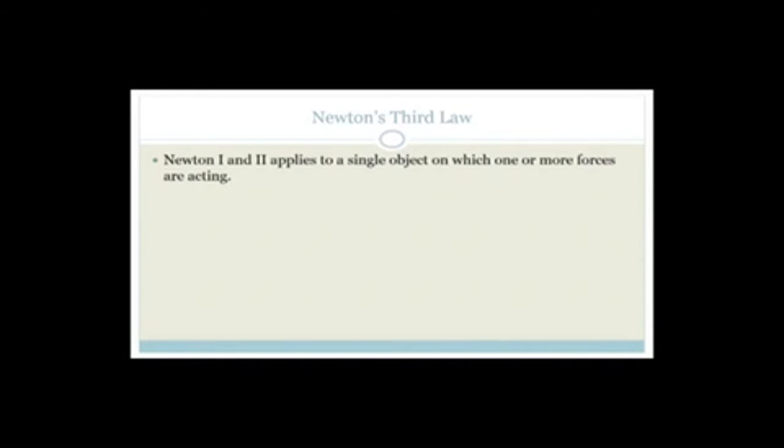Newton's second law quantifies that. It says, if you push it with a certain force, then that object will experience an acceleration that is directly proportional to the force and inversely proportional to the mass. In other words, the heavier the object is, the less it's going to accelerate with that force. That's really what it's saying. So Newton 1 and 2 apply to a single object.